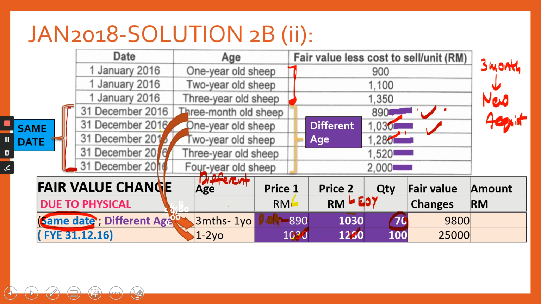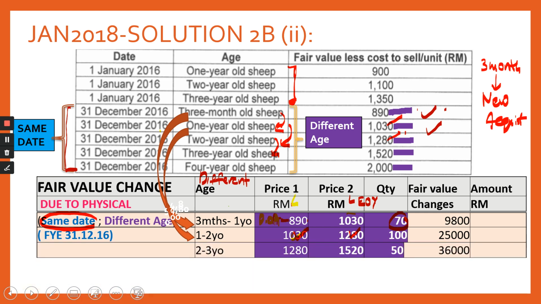The first one is from 3 months to 1 year. The second one is 1 year to 2 years. The third one is 2 years to 3 years. So for the 2 years old to 3 years old, you are going to look at the price at the end of the year again. 2 years old, 1280, this one.